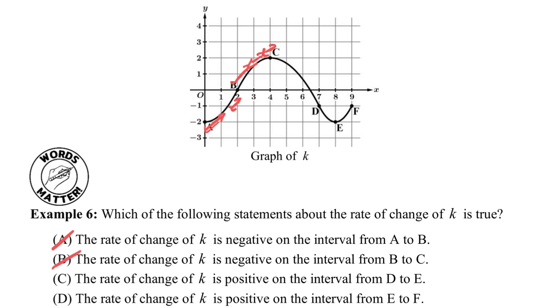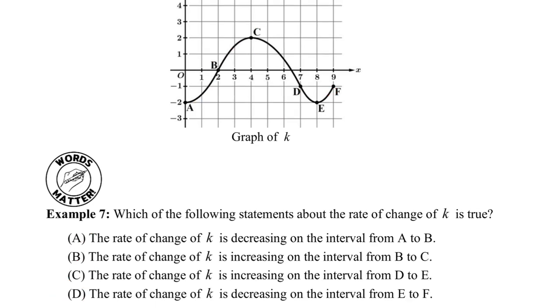C is saying the rate of change, or the slope, is positive from D to E. Let's look. All right, those slopes are negative. They said positive, so it can't be that. Process of elimination, it better be D. Let's read: the rate of change, or the slope, is positive from E to F. Well, E to F, that's going up. That looks good. So the answer is D.